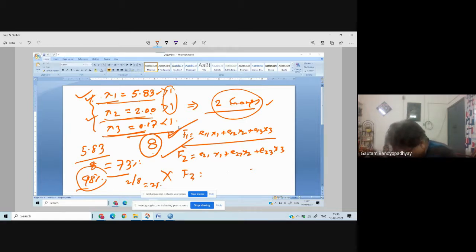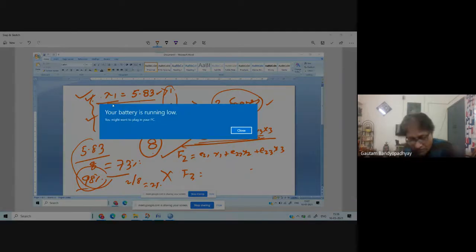After getting this, we have to find U11, U12, and U13. How can we get these values? These U11, U12, U13 are called the eigenvector. This is the eigenvector for the first eigenvalue. Just 1 minute.